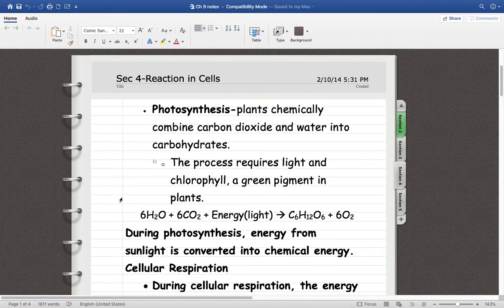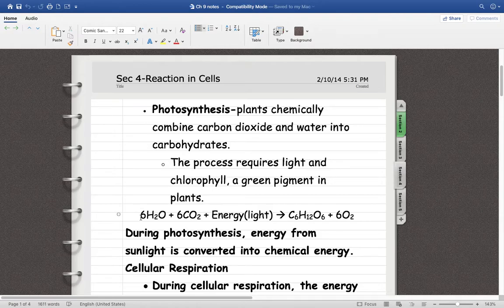Photosynthesis, the first one. In photosynthesis, plants chemically combine carbon dioxide and water into carbohydrates. So you take carbon dioxide, which I breathe out, and water, and with the help of the sun's energy, it turns into carbohydrate and oxygen. The process requires light and chlorophyll, which is a green pigment in plants.